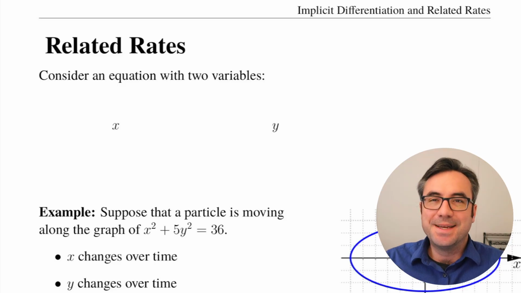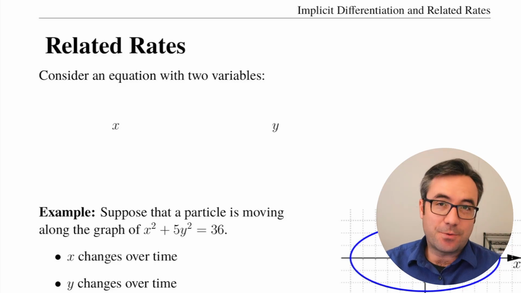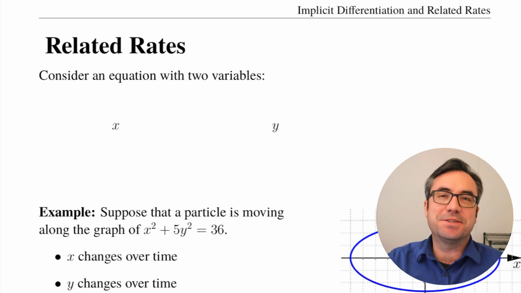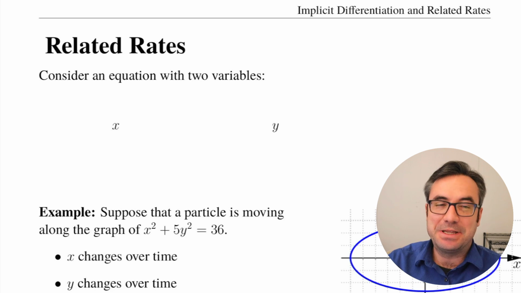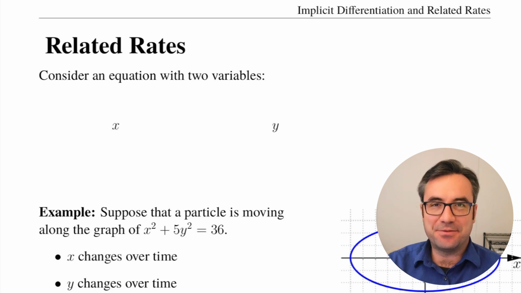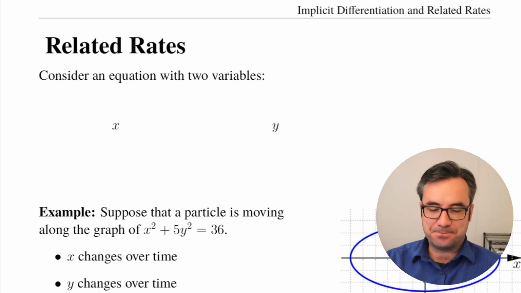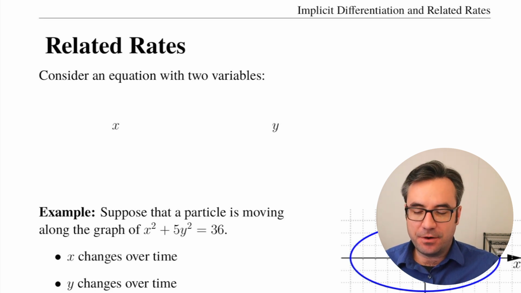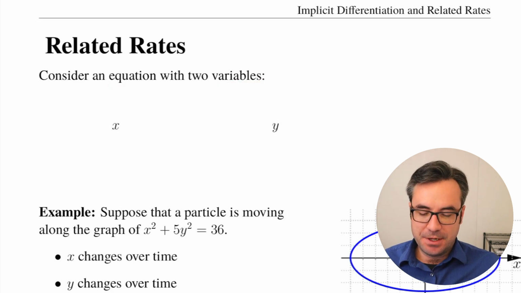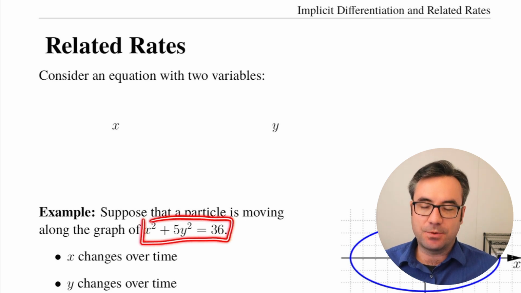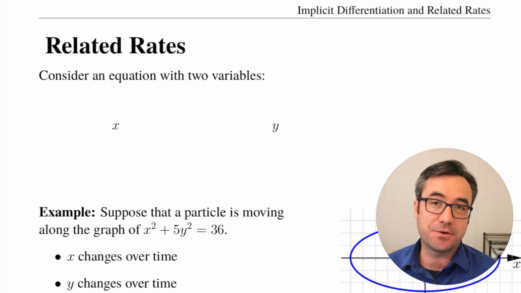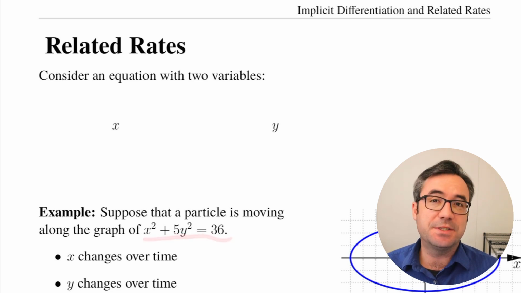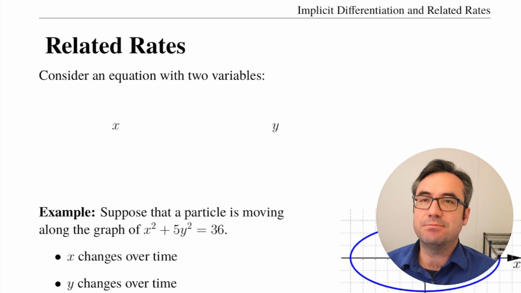Welcome, everyone. Today we're going to be looking at related rates, and we'll see why it's called that in a second, but this is really related to the idea of implicit differentiation. We're going to be looking at an equation involving two variables, maybe something like this: x squared plus 5y squared equal to 36. When we look at this equation, what do we see? We see an x and we see some y's.